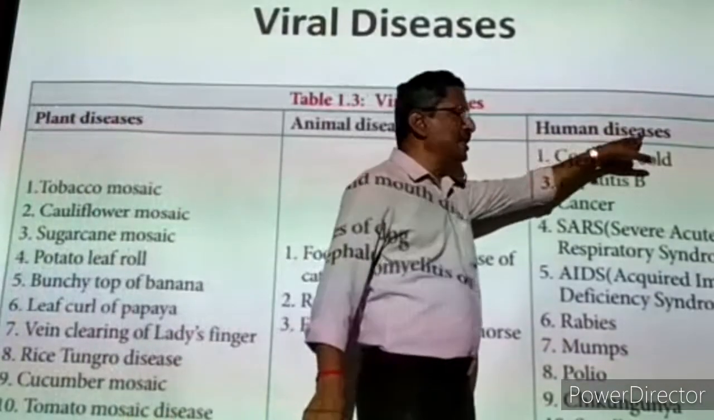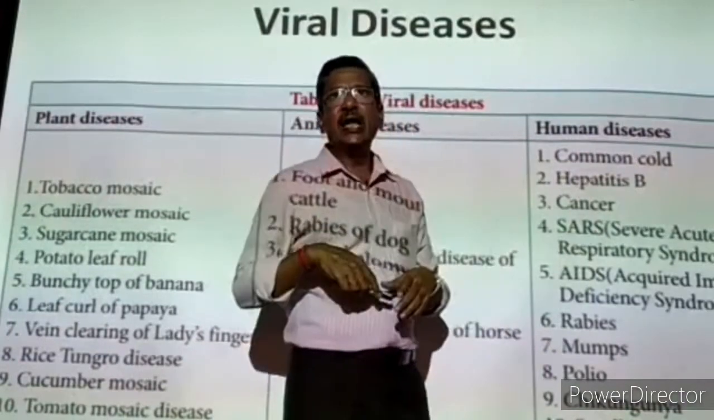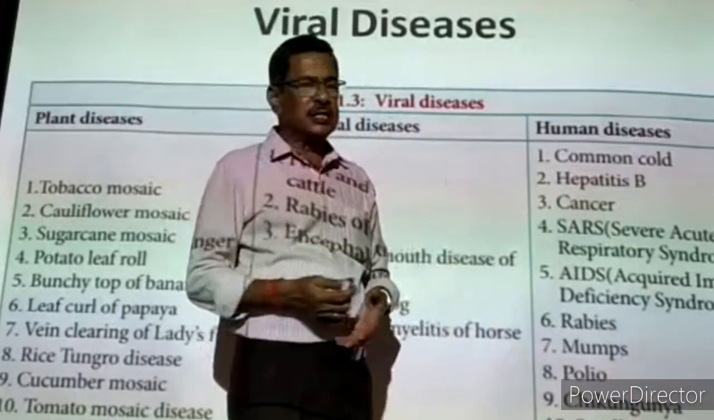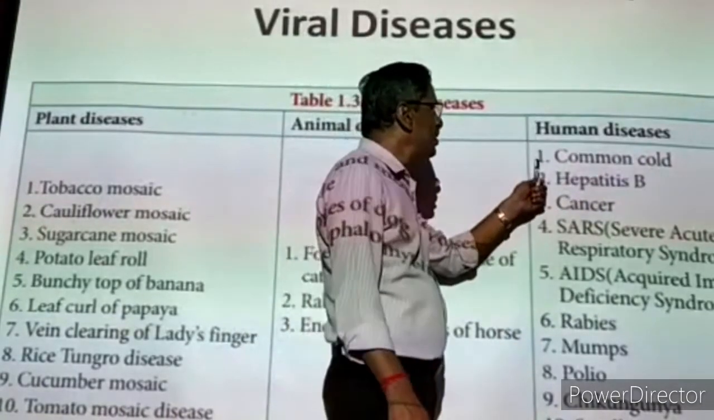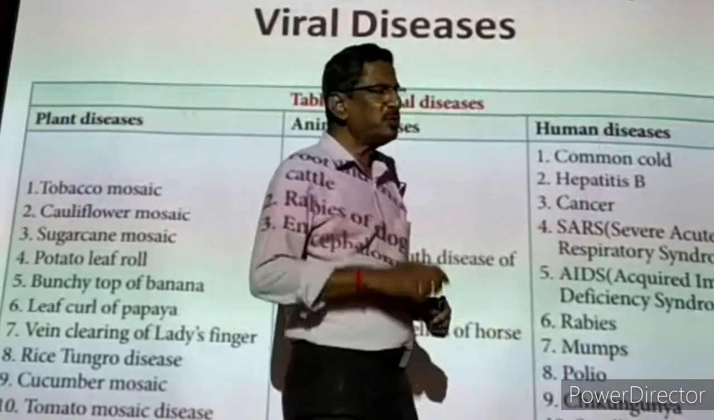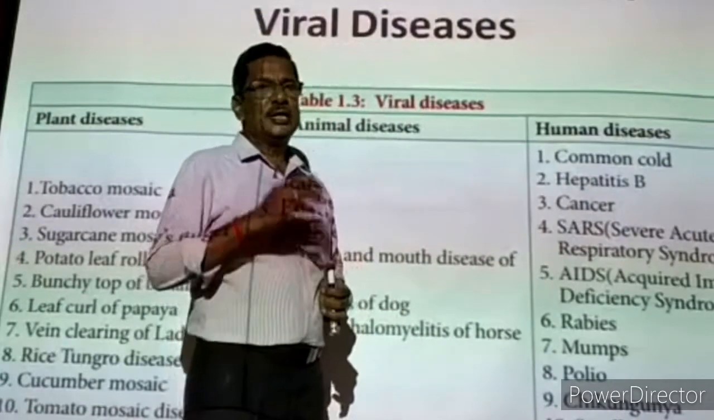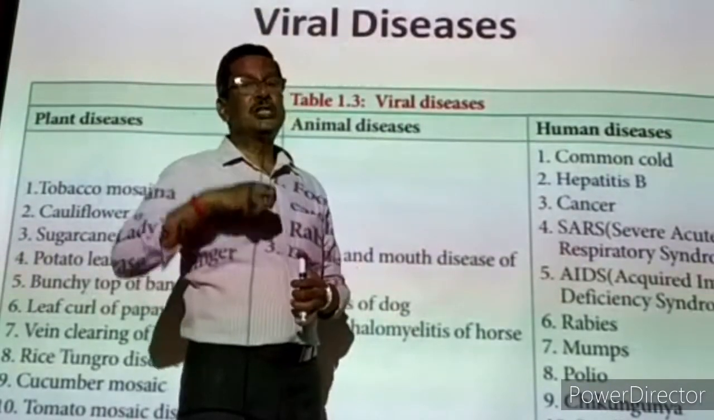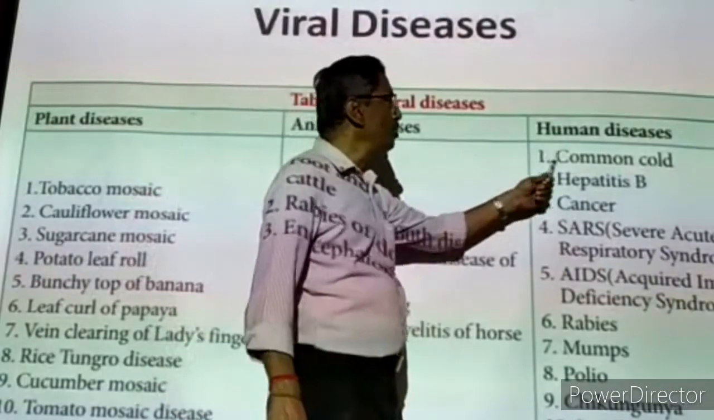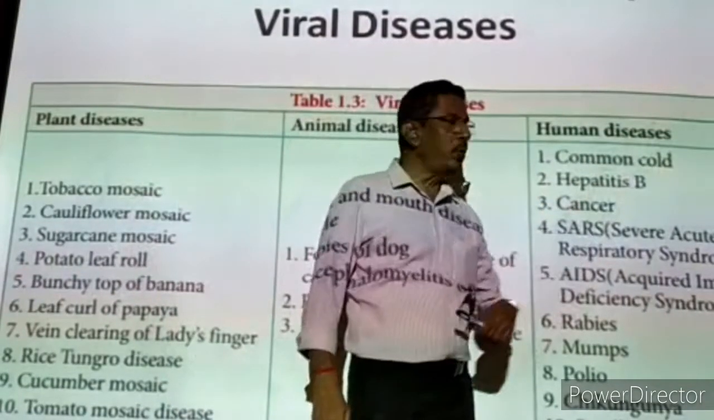Then human diseases. Whenever the viruses are entering into our body, many diseases are caused. They are called viral diseases. Now we will take the first one, common cold. It is a respiratory disease. Now that is viral disease. Sometimes throat will be infected, running nose will be there, then the lungs will be affected finally. That is called a common cold. It is caused by common cold viruses.